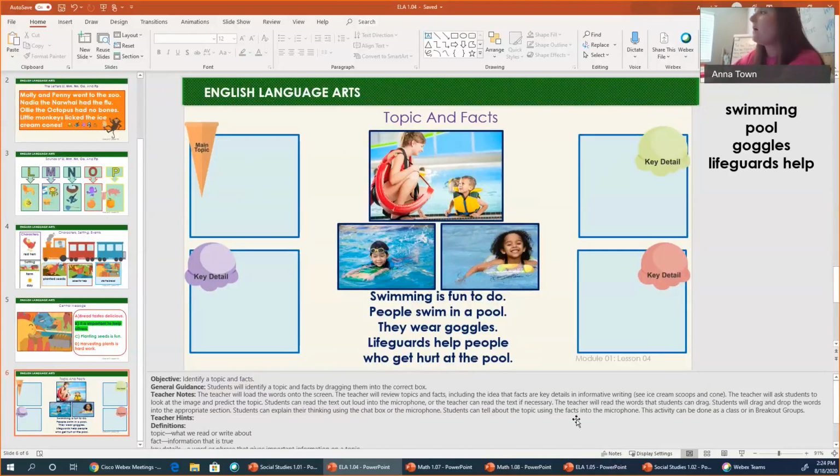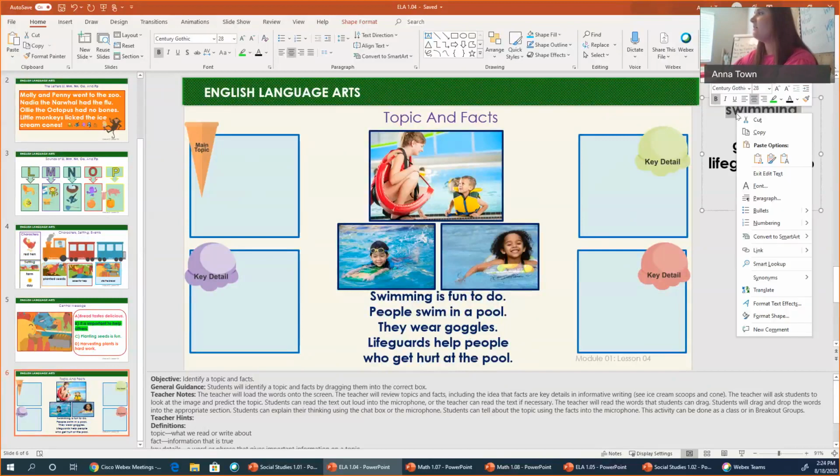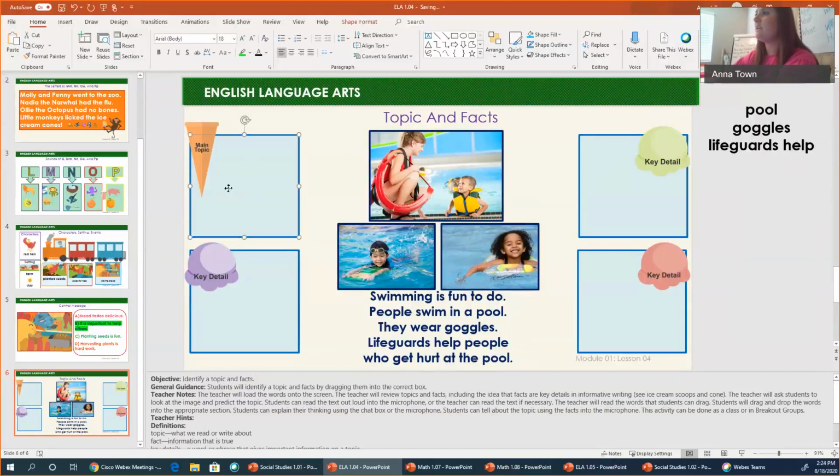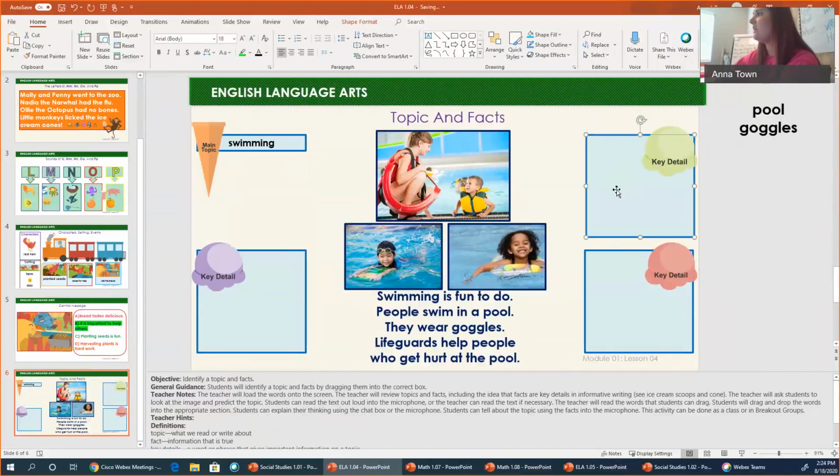So what would be our main topic? Good job. It is swimming. Our main topic is swimming. Now, what are our key details? What did the story talk about? Yes, lifeguards. Lifeguards help. That was something that they talked about in our story.